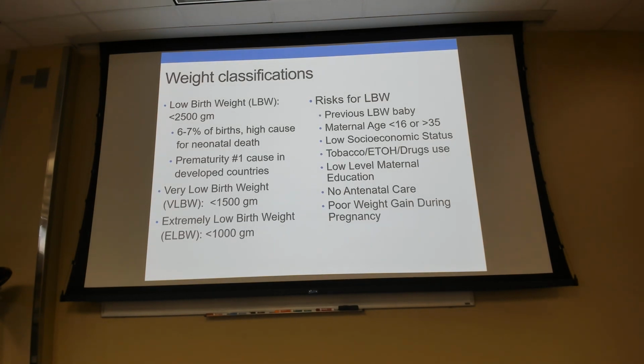This basically says that anybody under 2,500 is low birth weight. Prematurity is going to be your number 1 cause of that. You're early, you're probably going to be small. And then you have very low and extremely low birth weights.